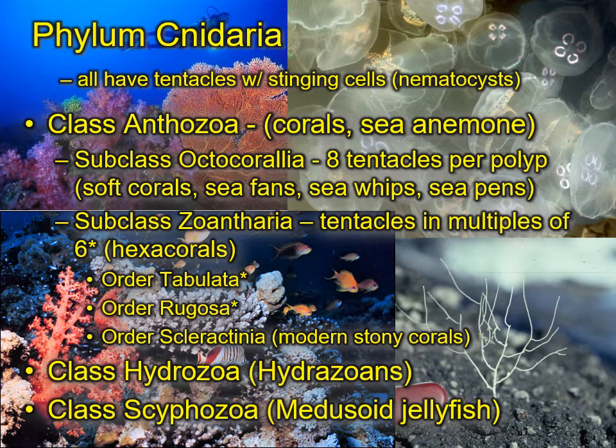Our other 2 classes of cnidarians include the hydrozoans and scyphozoans, which are the more medusoid jellyfish, the ones that float around. So let's look at these in terms of the fossil record and what we can learn about them by looking at modern-day cnidarians.